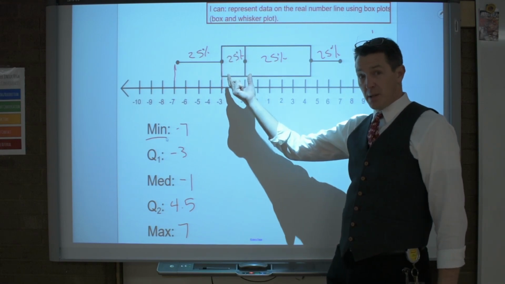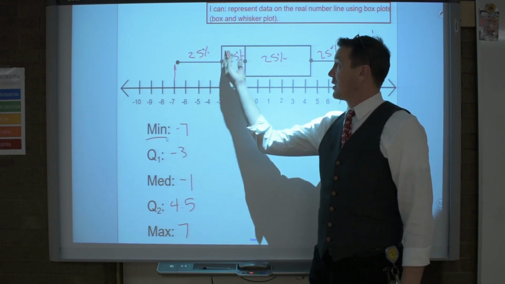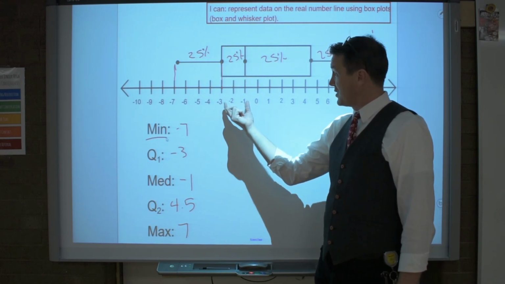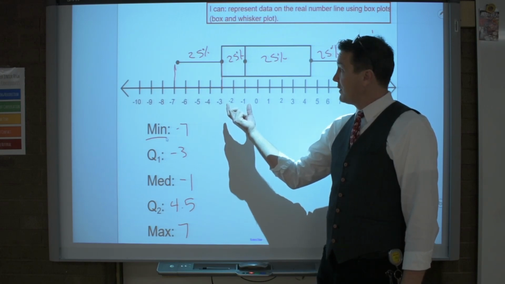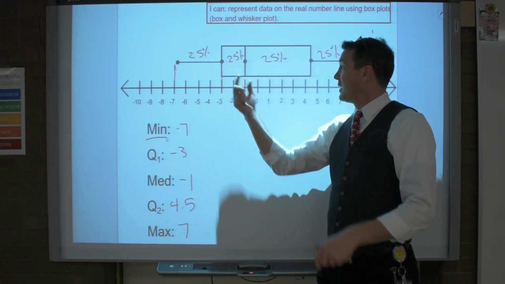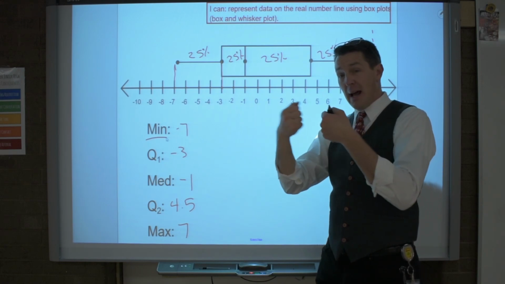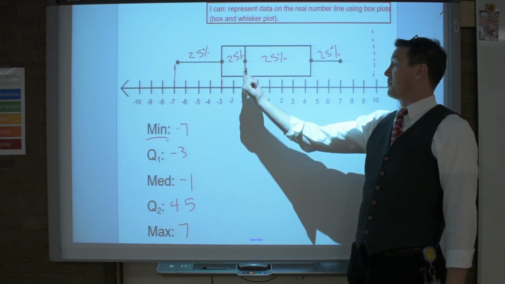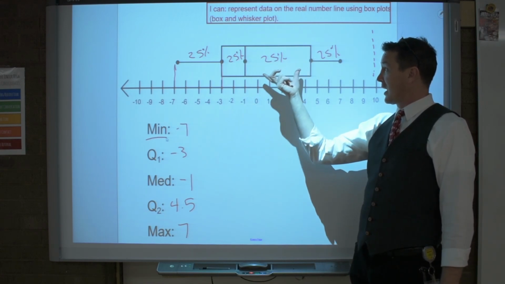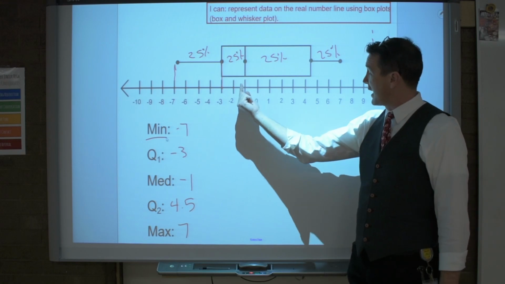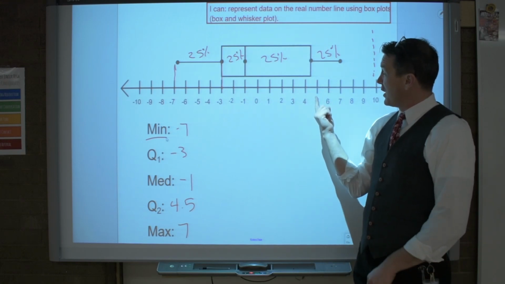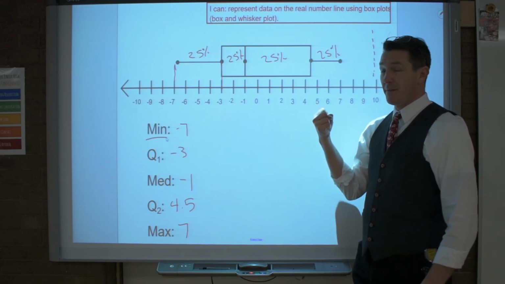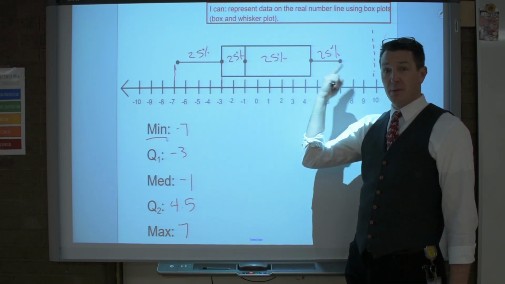But look at this. This is also 25% of my data. If there are 10 numbers here, then there are 10 numbers here, but these numbers are only spread out between -3 and -1, so the range of that is 2. So even though there's the same amount of numbers, how they spread out changes the way the box and whisker plot looks. So here, between my median and my upper quartile, this quartile still has 25% of the data, but it's between -1 and 4.5. So if you took the large number minus the smaller one, you get 5.5. So my range is 5.5.